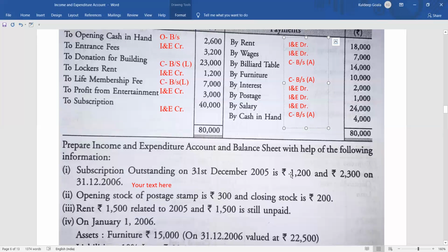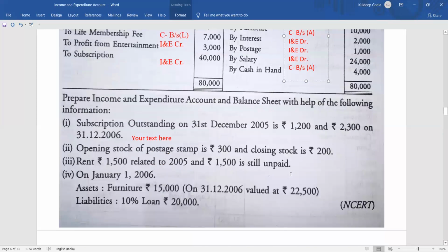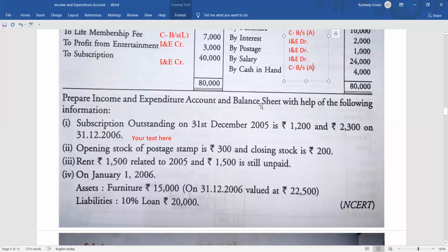Now let's go for the adjustments. Prepare income and expenditure account and the balance sheet with the help of the following information. The information is given here. We're going to use it and prepare the income and expenditure account. So what is given here?